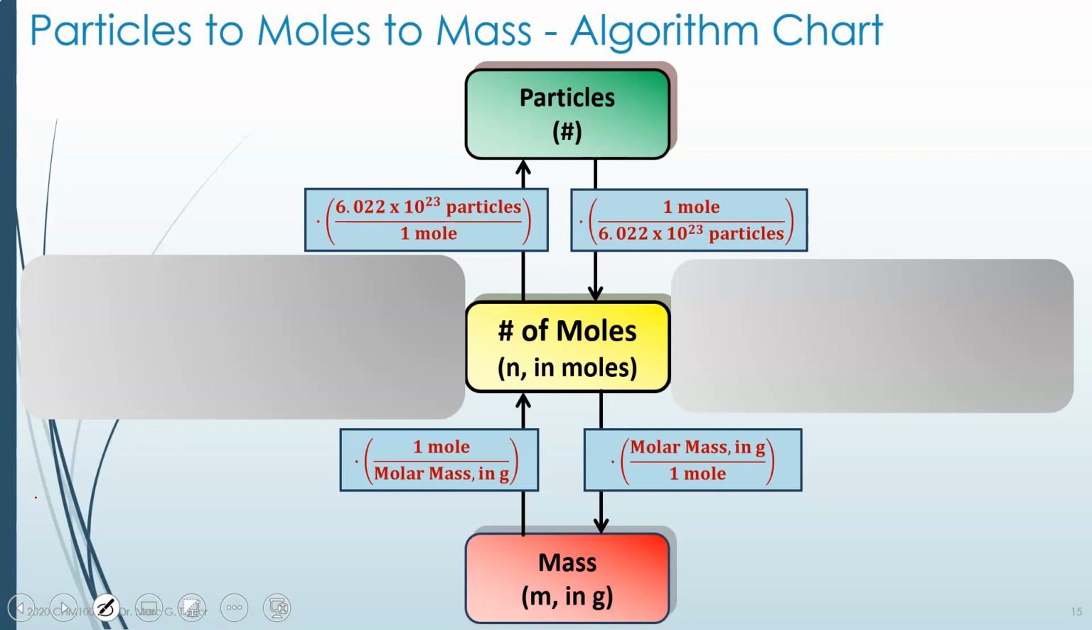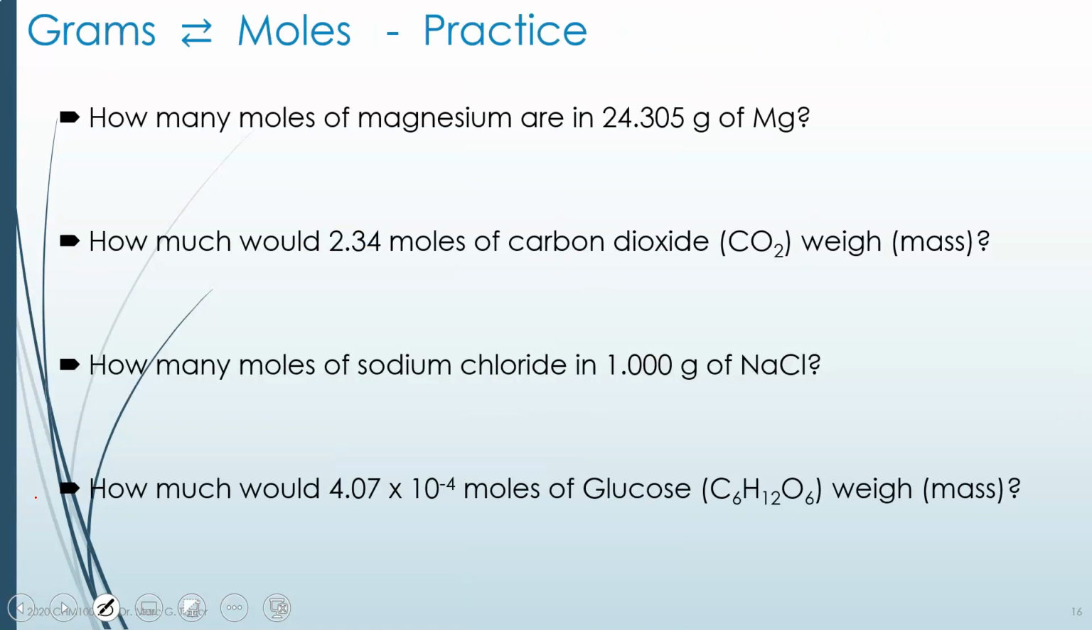If you're going between particles and moles and you want to convert one to the other, or vice versa, you need Avogadro's number. It's the same conversion factor every time. But if you want to go from moles to mass or mass to moles, those are the 2 bottom ones, you need the molar mass of that particular substance, and that is different for every single substance. So as soon as you see a problem where you need to go from grams to moles or moles to grams, you need to find the molar mass first. So here are some problems.